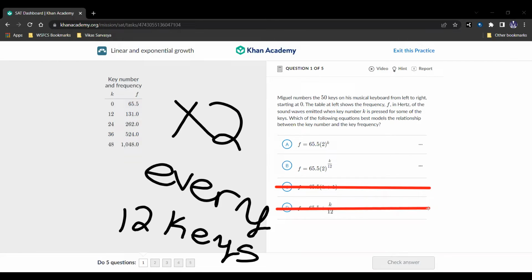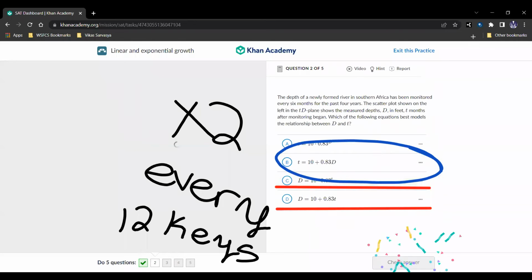Well, for choice A, after 12 keys, this would suggest that the frequency is going to be 65 times 2 to the 12, which is way over what we're given. We're just given 64 times 2 to the 1. So that's going to be answer choice B. Since after 12, we get 65.5 times 2 to the 12 over 12, which is 2 to the 1. After 24, we get 2 to the 24 over 12, which is 2 to the 2, times 4, times 8 for the 36, and then times 16 for the 48. That is what we want. So our answer then is going to be choice B. And let's move on to the next question.